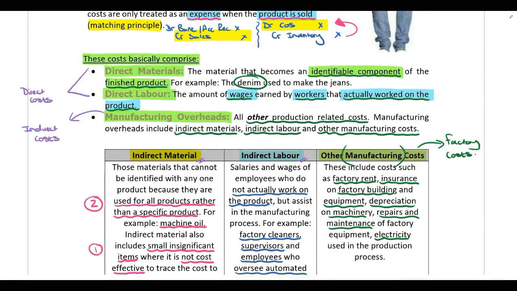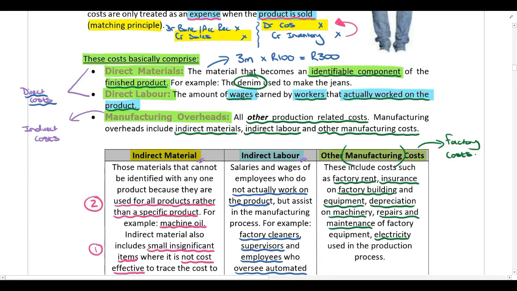I said to you that the direct costs can be traced to a particular product. So what do I mean by that? Let's say, for example, we know that we need 3 meters of denim in order to make 1 pair of jeans, and the cost is 100 Rand per meter. So that means I can calculate, in order to make 1 pair of denim jeans, my direct material cost is going to be 300 Rand. I can calculate exactly what the cost is in order to make 1 unit. Or in other words, the cost can be traced to a particular product.